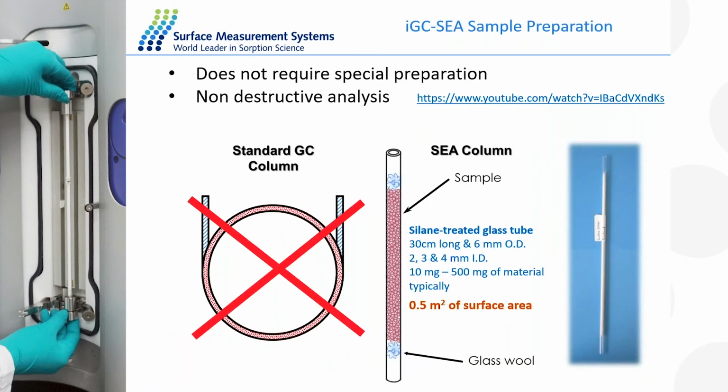So to pack a column, it's fairly simple with respect to our standard GC column. Our columns look like this, a silanized column. And effectively what you'll do first is add some silanized glass wool and put into the column your sample, and again plug the top with some more glass wool. This just ensures that none of our sample goes into the system during the experiment.